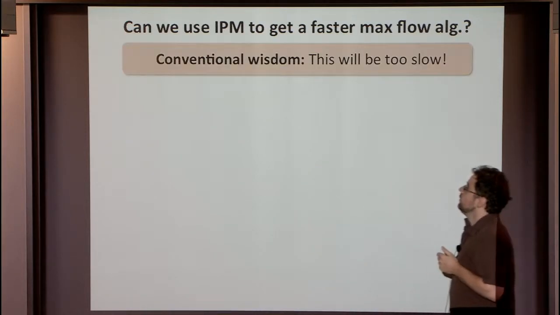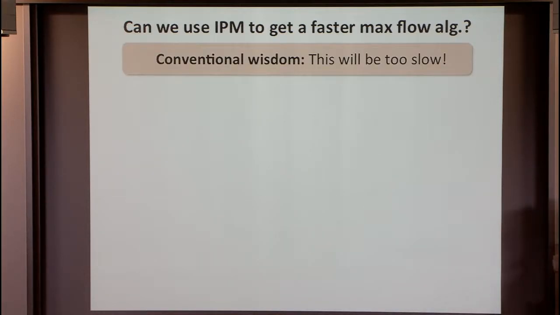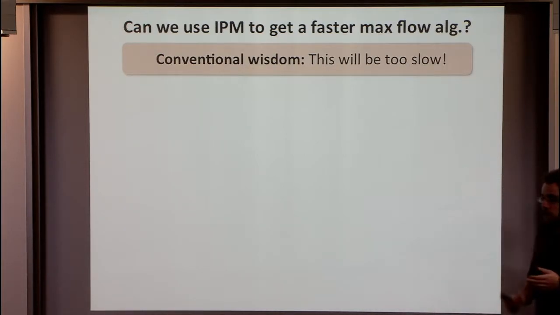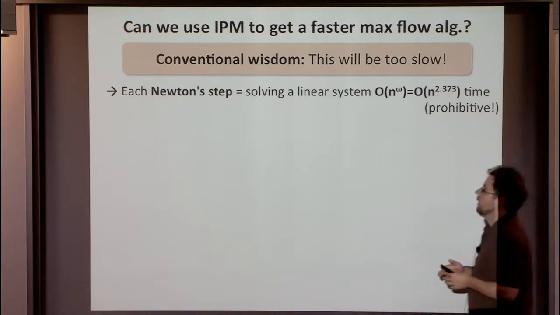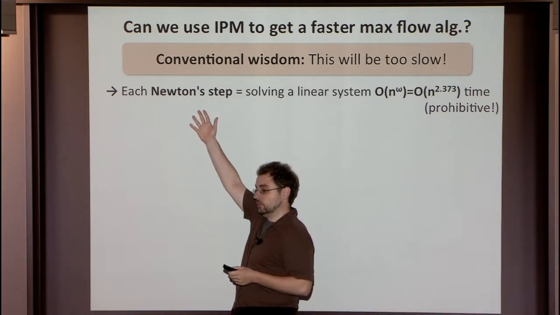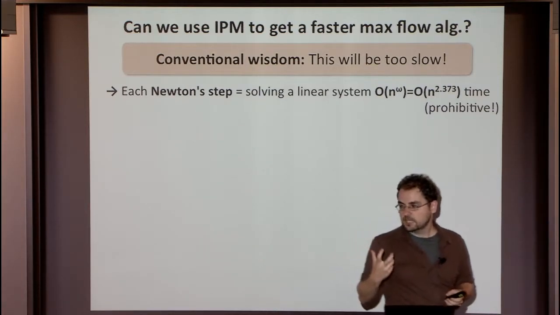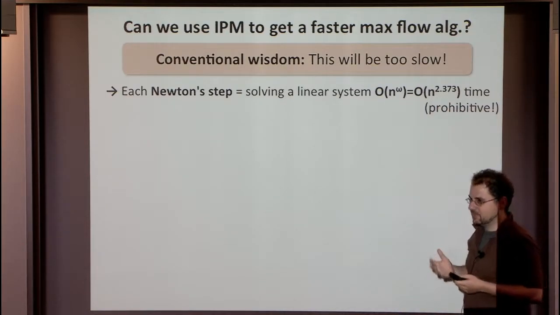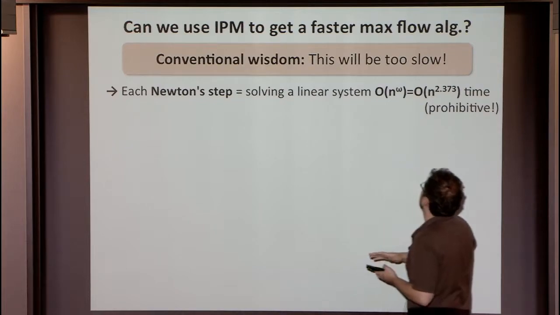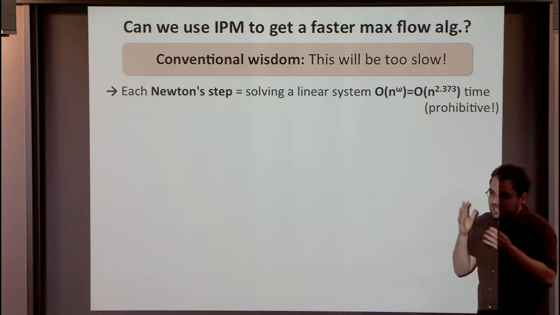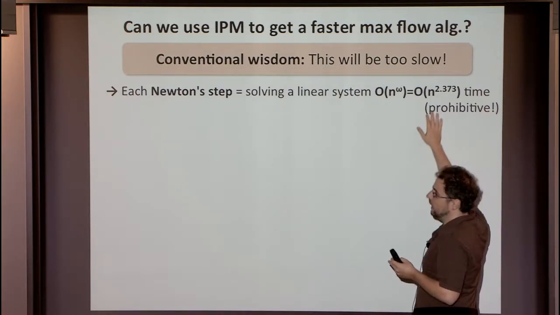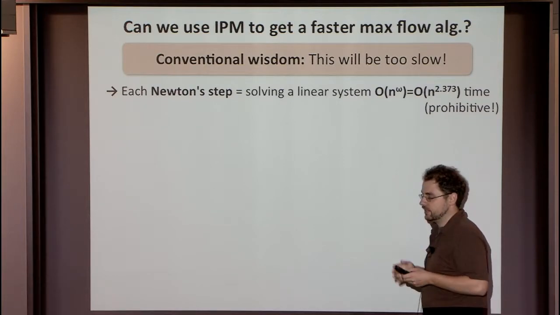Of course, if you ask someone about that, the conventional wisdom will say that this will be too slow. The reason is that we have to take this Newton's method, and as I said, it corresponds to solving a linear system. Our ability to solve an arbitrary linear system is pretty weak, and essentially the best we can hope for is something super quadratic. So if just taking one step already takes super quadratic time, then there is no hope to beat n to the 3 halves. You're already done by the time you take the first step.